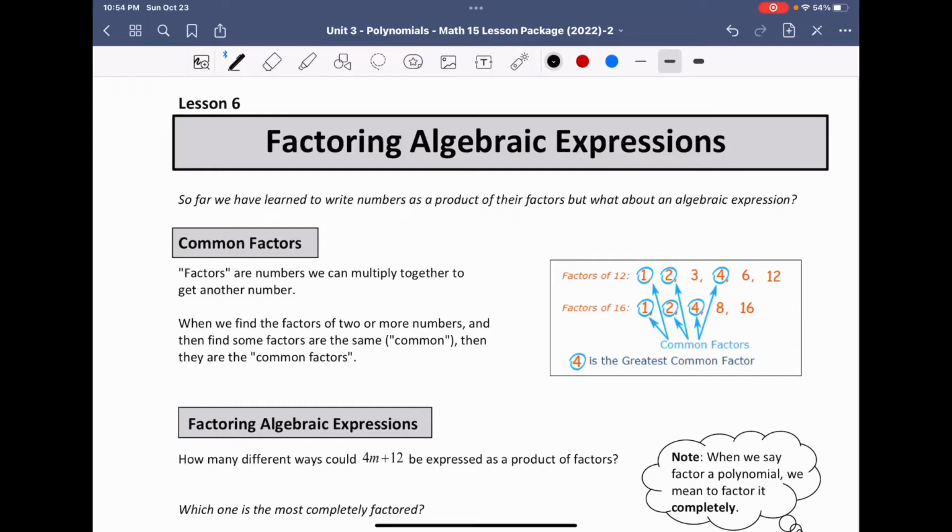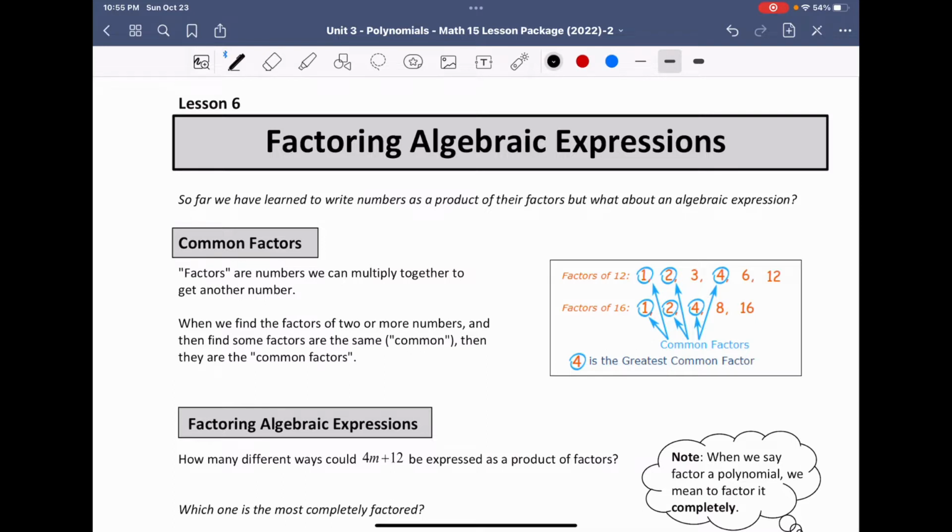All right, so now we move into lesson 6 of polynomials, and it's factoring algebraic expressions. So the first thing we want to talk about right away is, what does it mean to be a factor? Or more specifically, when we looked at factors in number sense, what did that mean? Well, it meant we took a number and deconstructed it such that we had a bunch of numbers that could multiply or be some form of multiple to get to some other number.